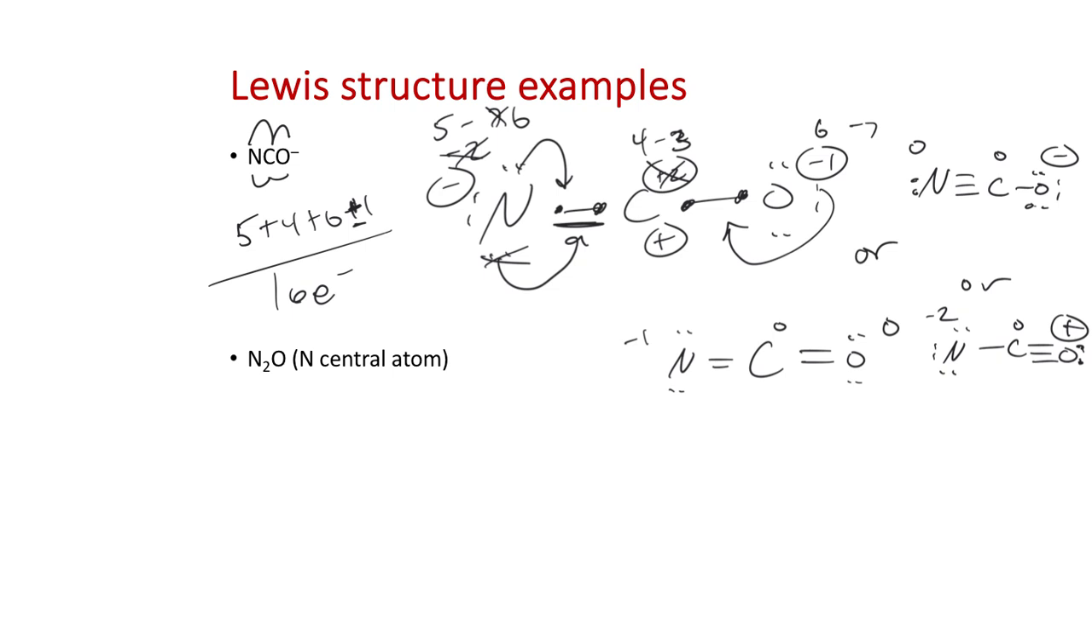And so of these, you can even say 4 possibilities. Should we stay here? Should we go to here? Should we go to here? Should we go to there for our best Lewis structure? What do you guys think?